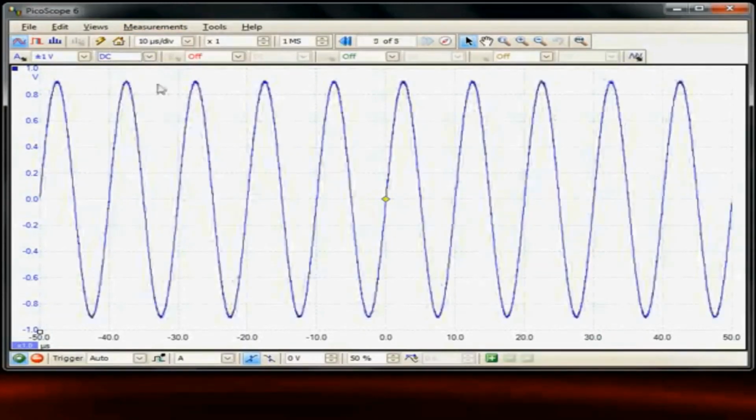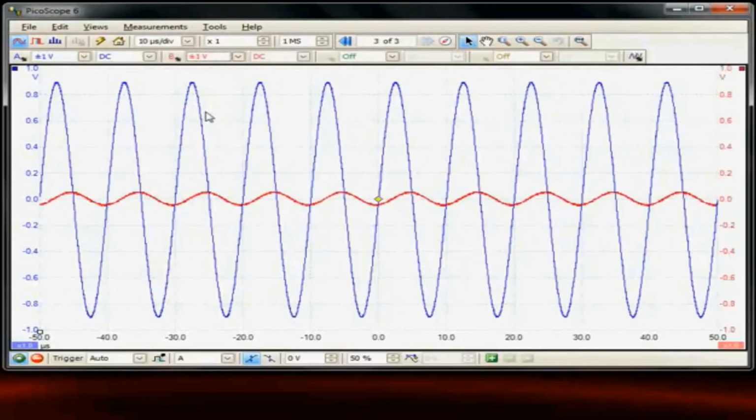The next set of icons along are for the additional channels. So this is a 4-channel instrument, so we've got channels B, C and D available. So I'll turn on channel B and give it a range control of plus or minus 1 volt, and here we see now channel B is being displayed with its scale factors on the right hand side.